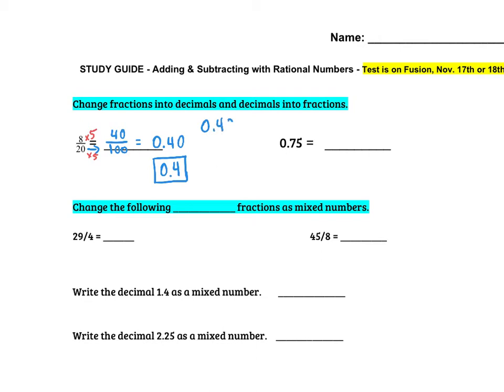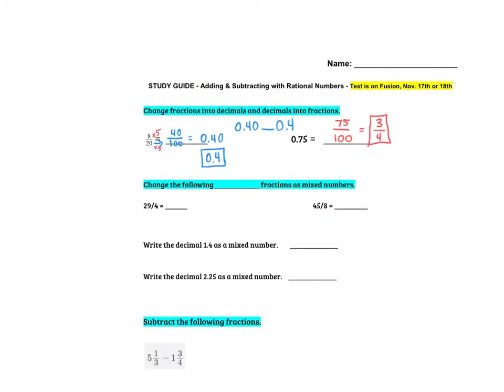Remember, answer. What do you know about these two? Yes, that's right. They're equal. Okay, let's try the next one. 75 hundredths is written like this as a fraction, which we know is 3/4, so we get 3/4. If you had 0.25, what would that equal as a fraction?